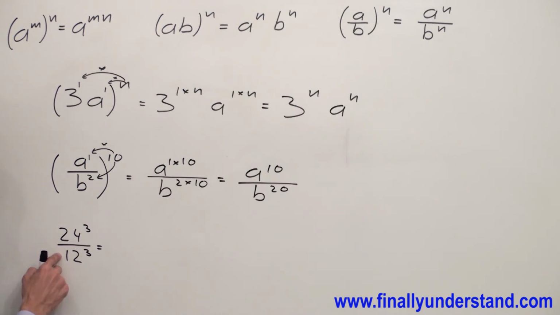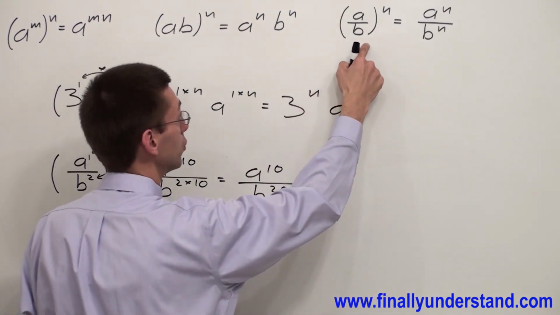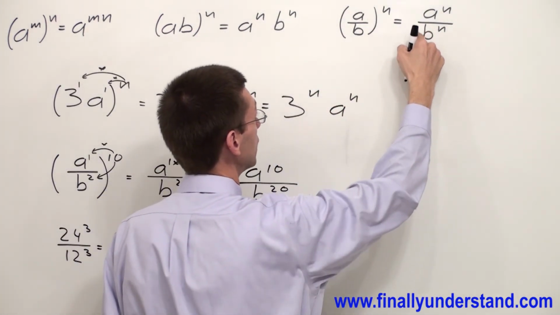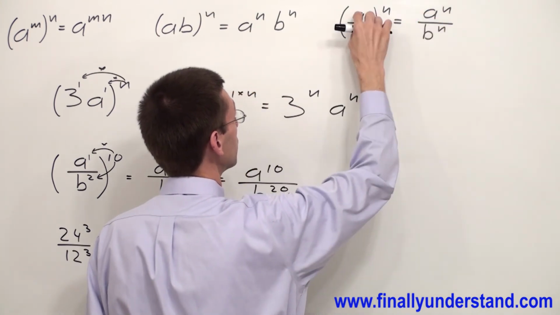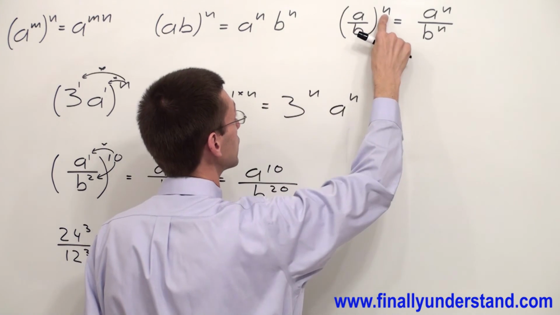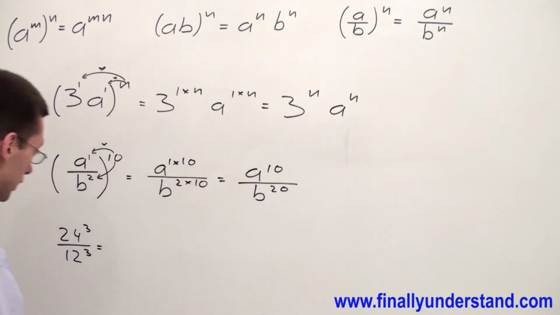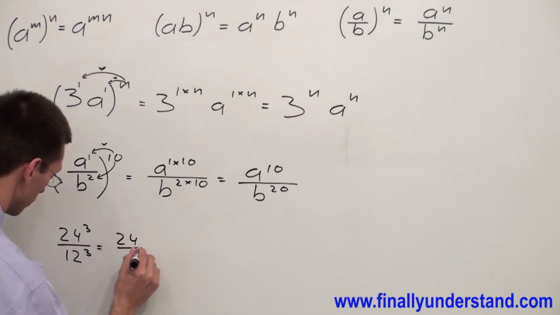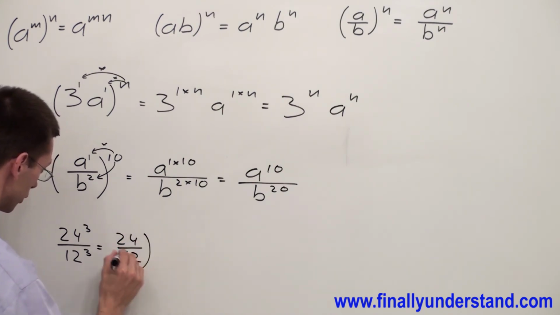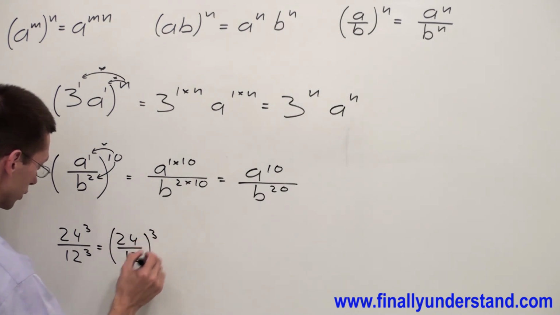Okay, in this case we have different bases, but we have the same exponent. So what we can do, we're going to apply this rule. We have different bases, the same exponent. So I'm going to take these two bases and put them inside of the parentheses, with the exponent outside of the parentheses. So I'm going to have 24 over 12 to the third power.